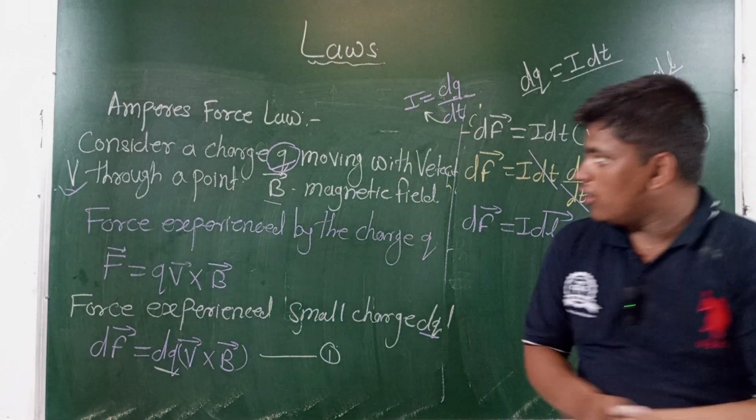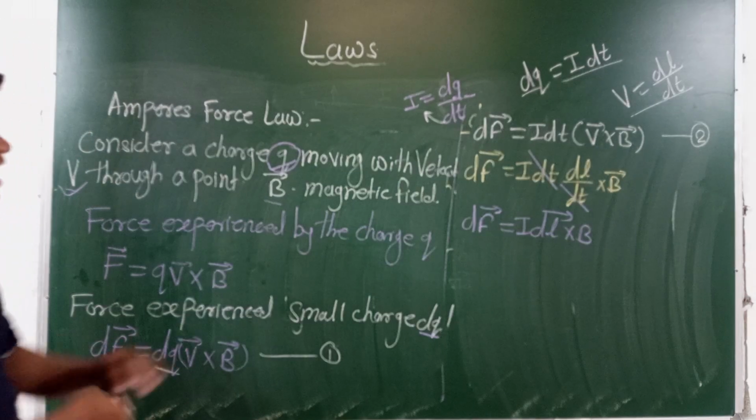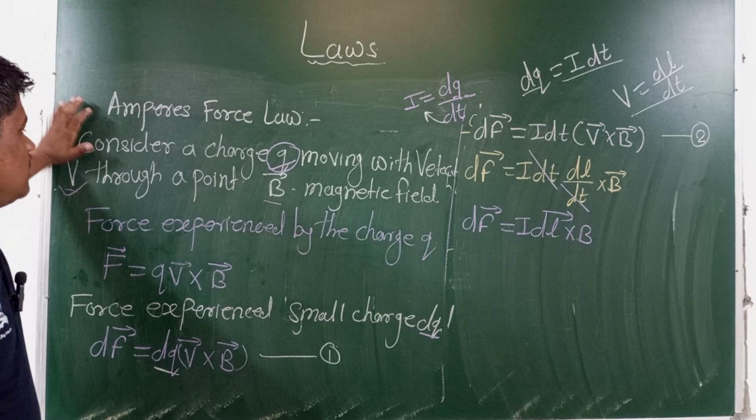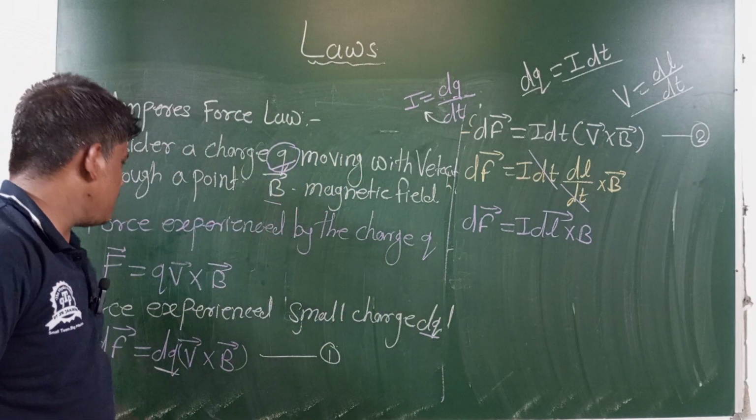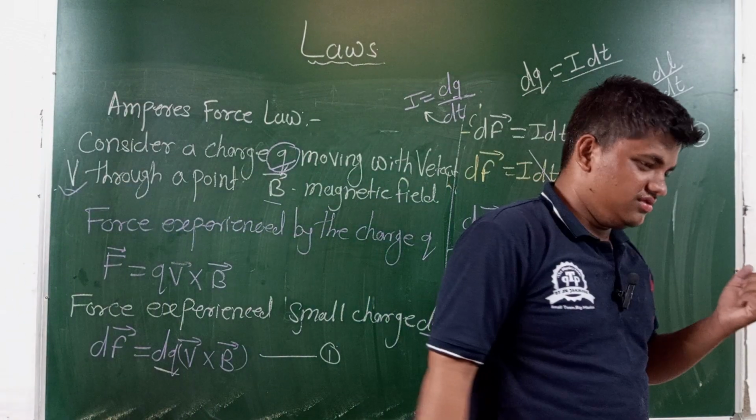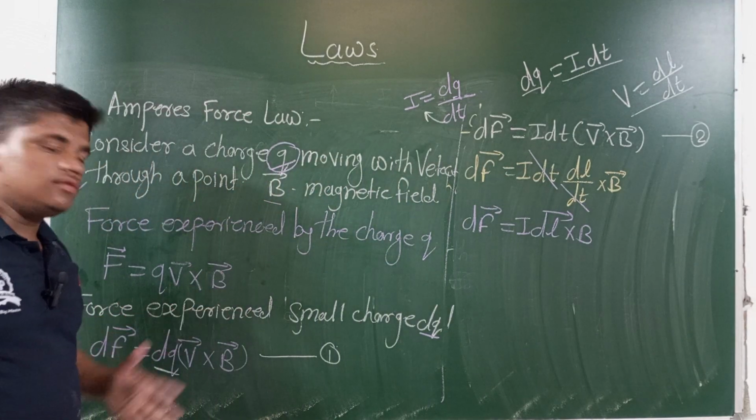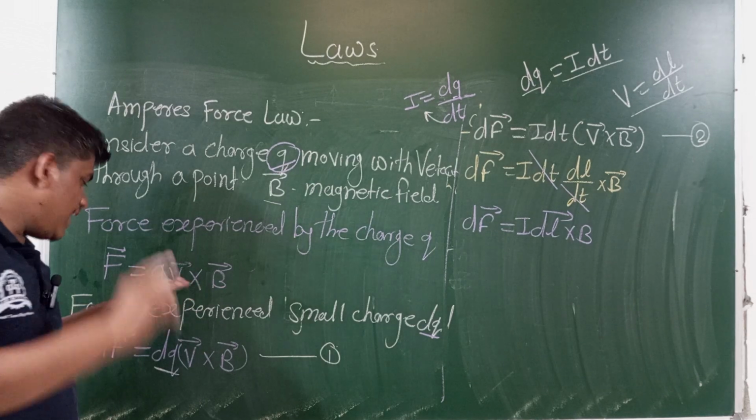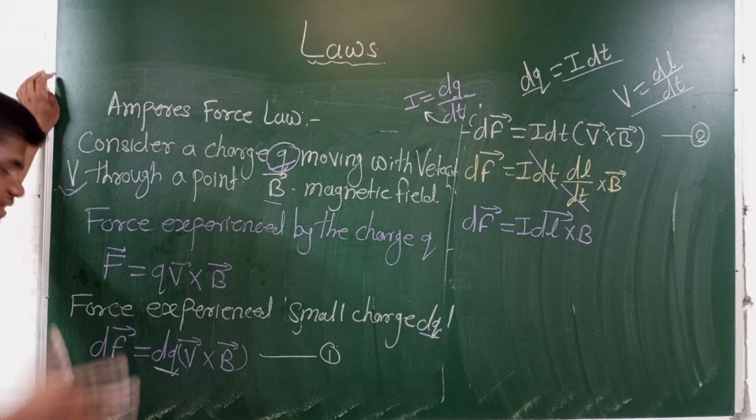Ampere's force law. Consider, we have taken a charge q moving with the velocity v through a point, and they produce some magnetic field induction, that is b bar, and the force experienced on the charge q is F is equal to q into v cross b. B is the magnetic field induction, v is the velocity of that charge, q is the charge, and F is the force experienced by that charge.